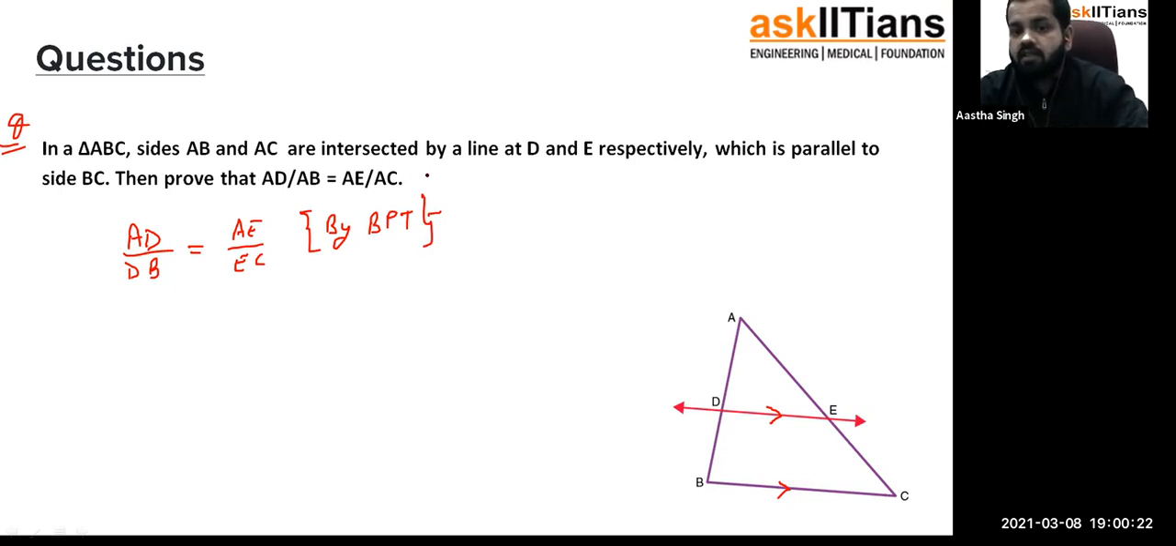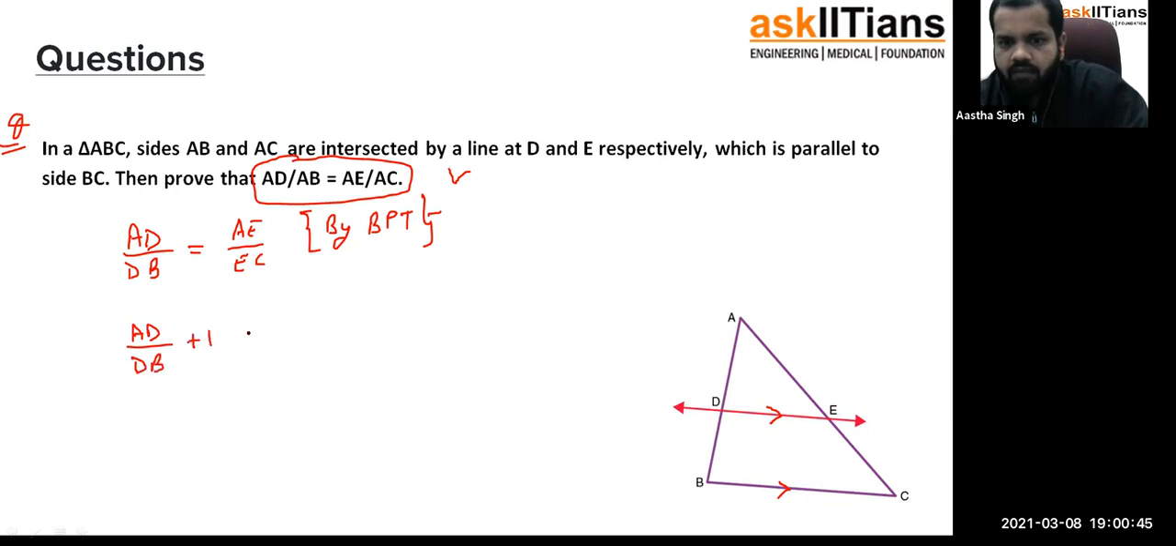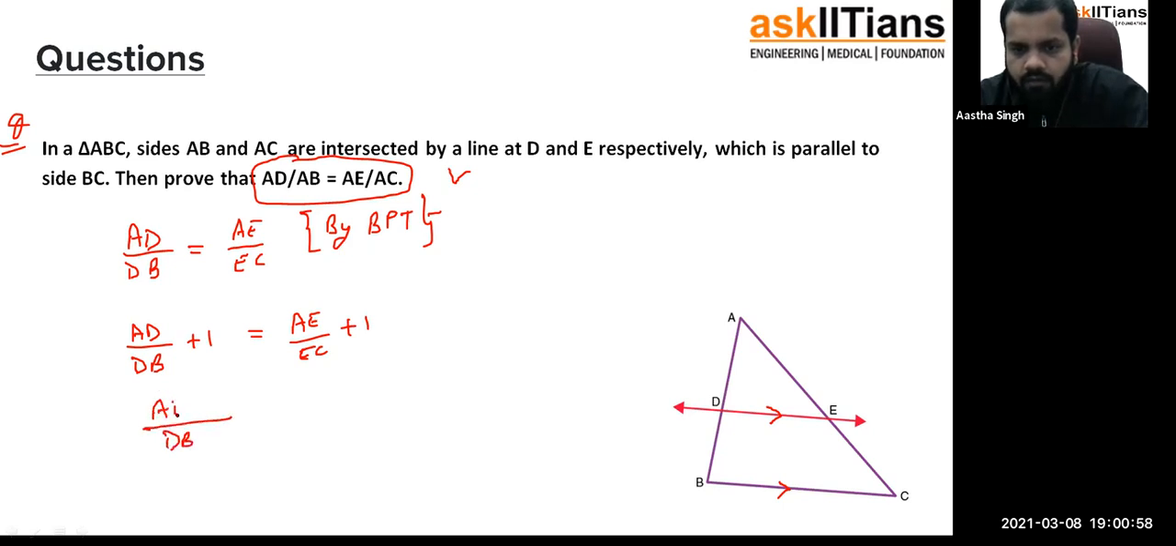But the question asks that your AD upon AB and your AE upon EC should be equal, right? So we have to prove this one. How are we gonna prove? Just add one to both sides. So AD divided by DB plus one, adding one on both sides. So here DB will be LCM, so AD plus DB.